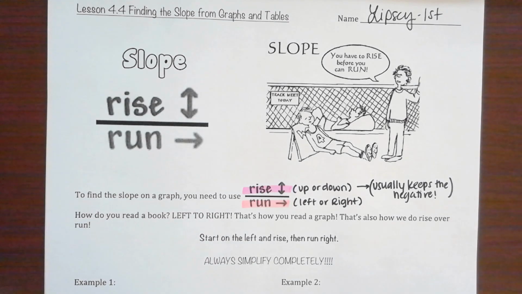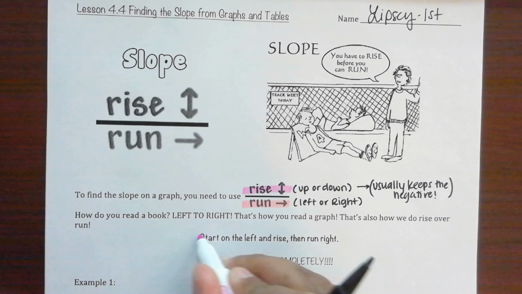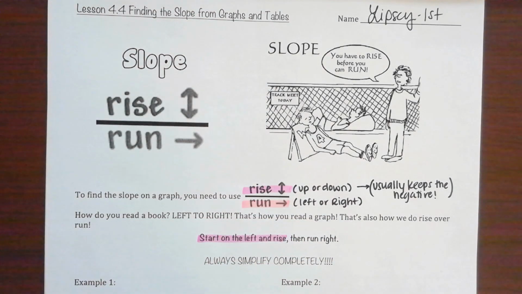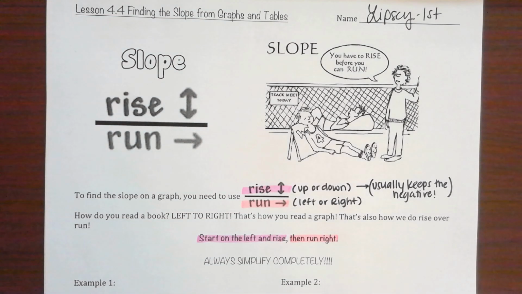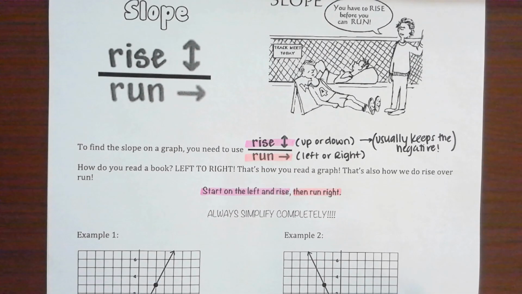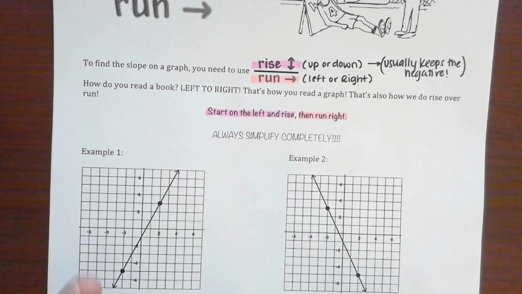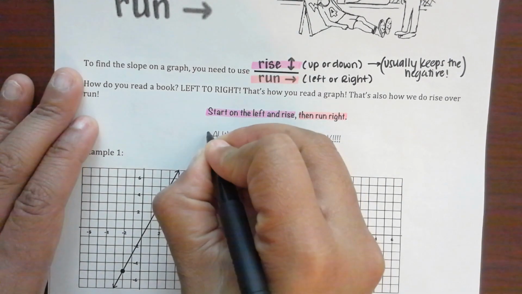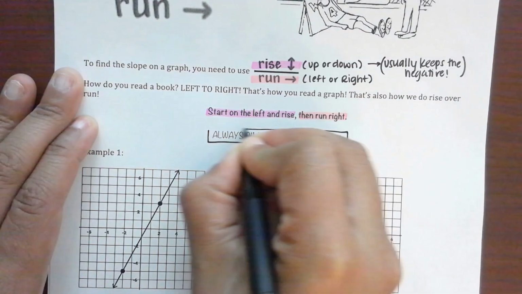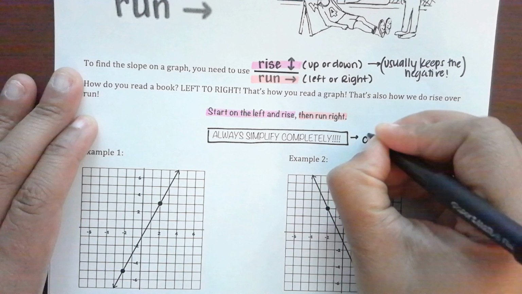We read a book the same way we read a graph. We read it from left to right. That's also how we do rise over run. So we start on the left and rise, which means start on the leftmost point, and then we run to the right. Always simplify completely. This is just something that always has to be done, which means check in the calculator.